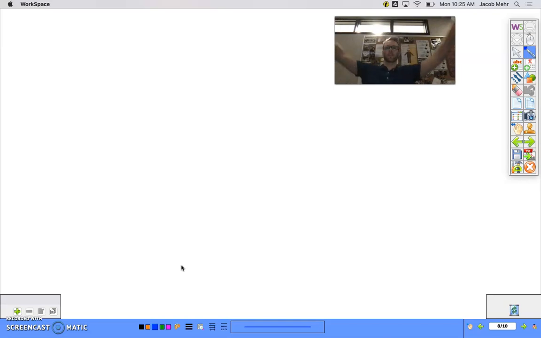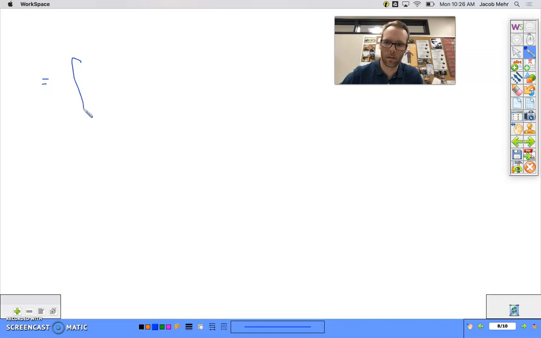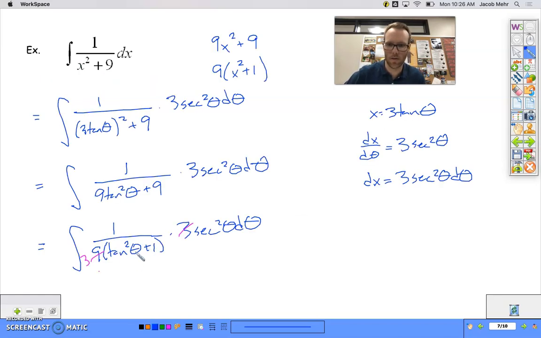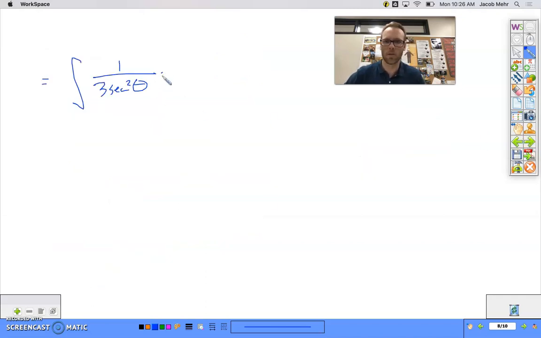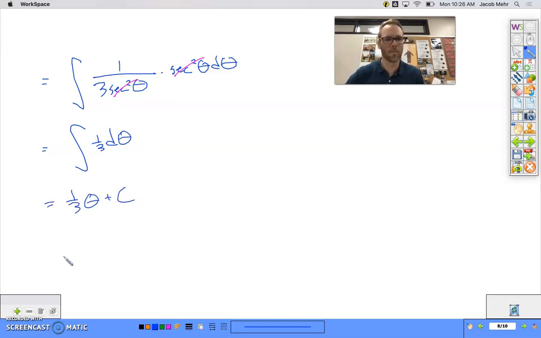So we end up with, what do we have? 1 over 3 secant squared of theta, right, because tangent squared plus 1 is secant squared. We still have a secant squared in the numerator. That 3 reduced the 9 though. Times secant squared of theta d theta, and the secant squareds are gone. We just have the integral of 1/3 d theta, which is 1/3 theta plus c.